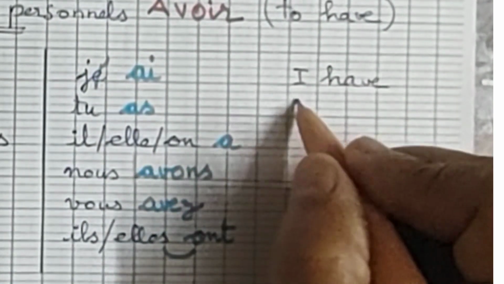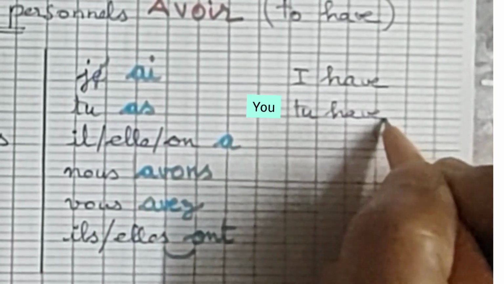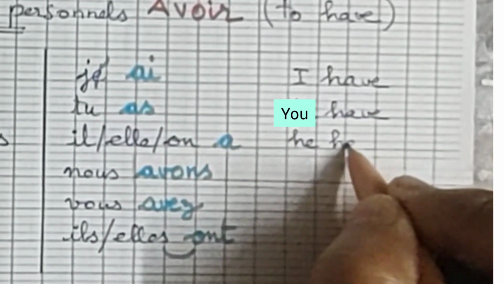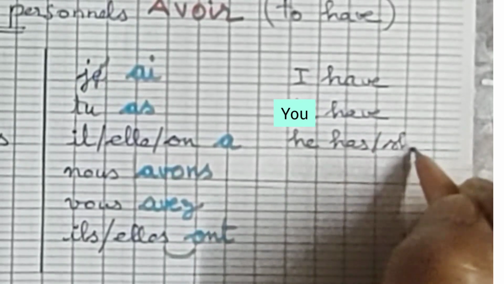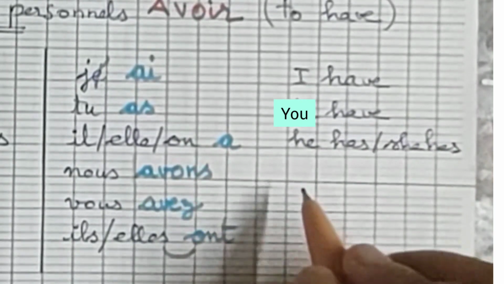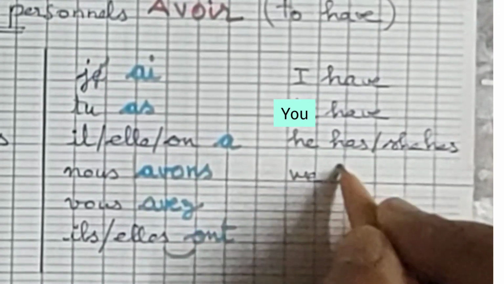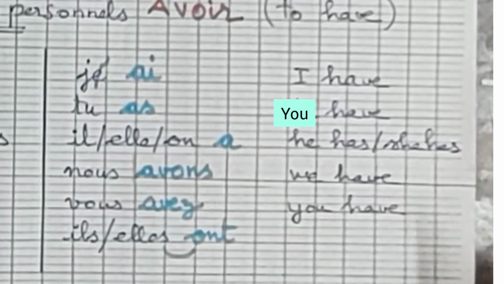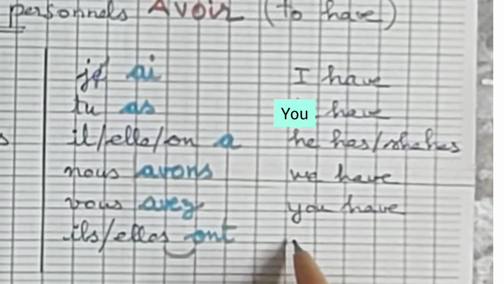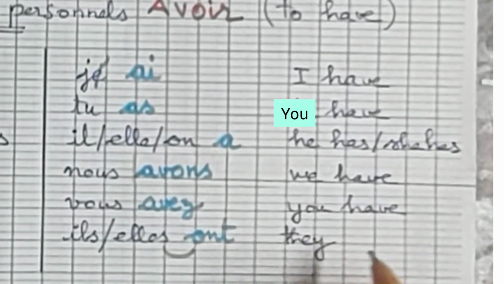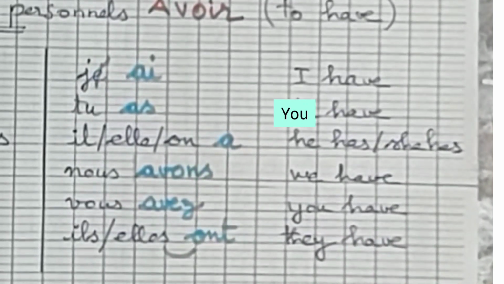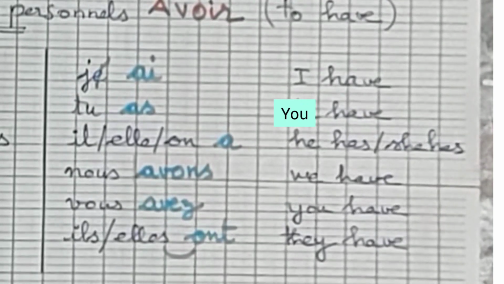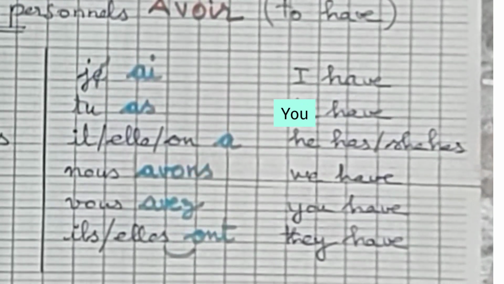Now let's translate this. J'ai, I have. Tu as, you have. Il a, he has. Elle a, she has. Nous avons, we have. Vous avez, you have. Ils ont, elles ont. Both will be they have in the plural form. So it is I have, you have, he has, she has, we have, you have, and they have.